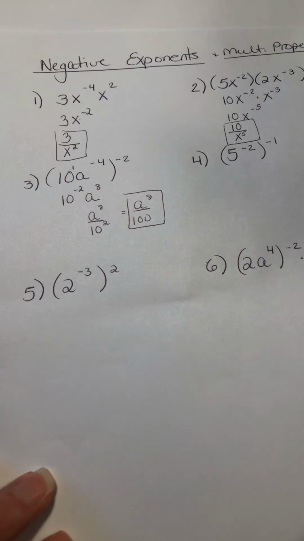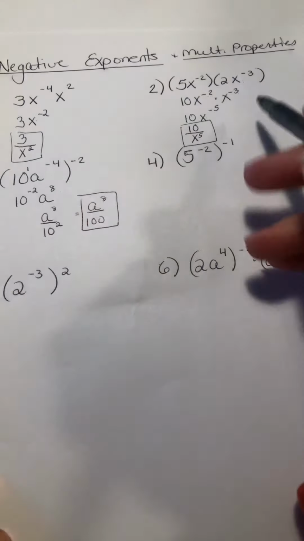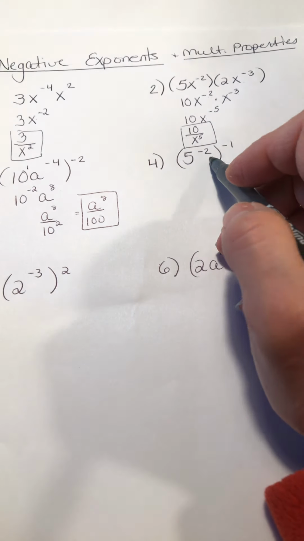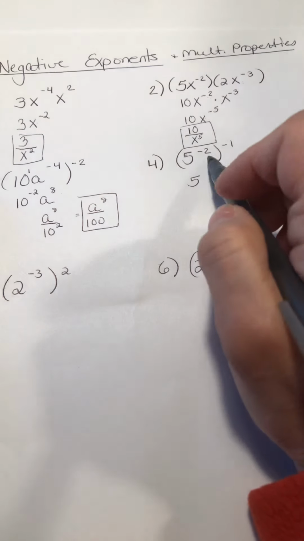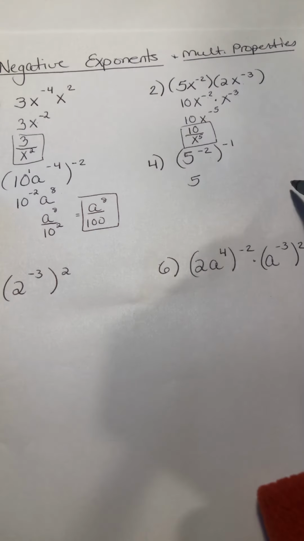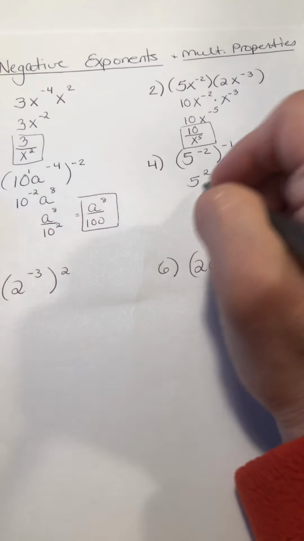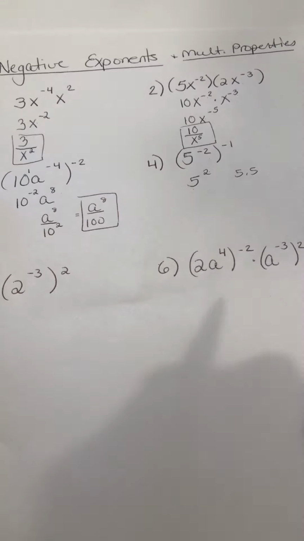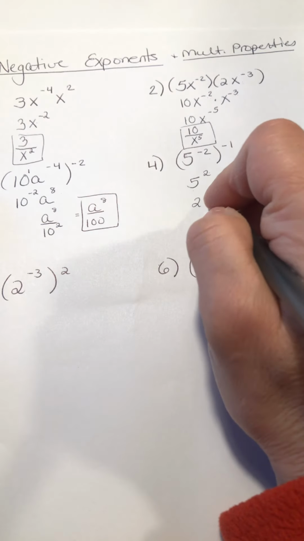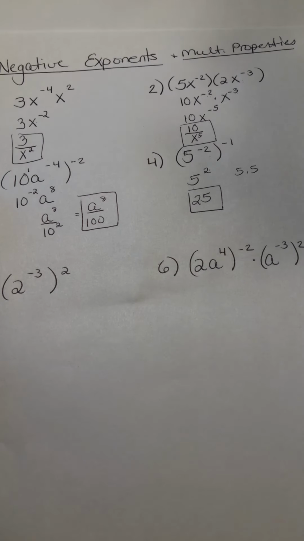So taking a look at number 4, it's very similar to number 3. We are raising a power to a power, so we keep the base and we multiply the exponents. So negative 2 times negative 1 is a positive 2, and 5 squared is like saying 5 times 5, which is 25. And then we can call that one done.